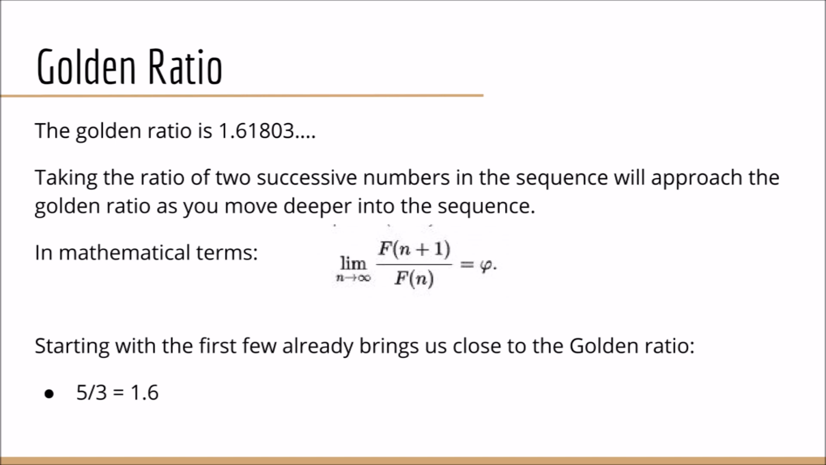The limit as n goes to infinity of f of n plus 1 over f of n is equal to, the symbol is phi, which is the symbol for the golden ratio. That may look a bit scary, but this mathematical term is repeating what I originally said. As the term you choose grows larger, its ratio closer approximates the golden ratio. As you can see, starting with the first few terms already gives us a close approximation. 5 divided by 3 is 1.6, which is fairly close to 1.61803.